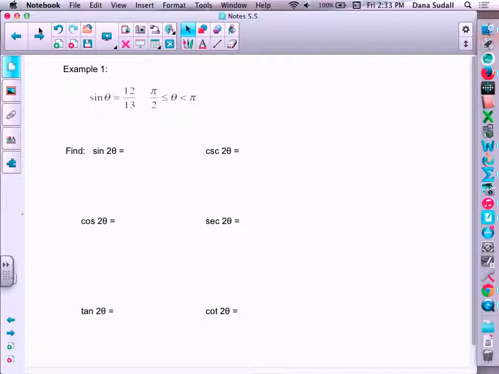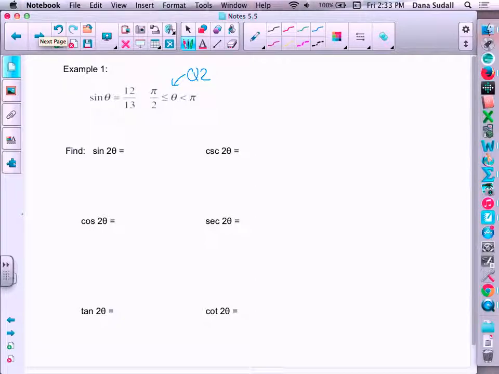So for this one, you have sine of theta is 12 over 13, and theta falls between pi over 2 and pi, which is just a fancy way of saying the second quadrant. So we'll draw that triangle. It's sine of theta, so it's 12 over 13. Opposite over hypotenuse, there's my theta. And that third side then would have to be -5 using the Pythagorean theorem.